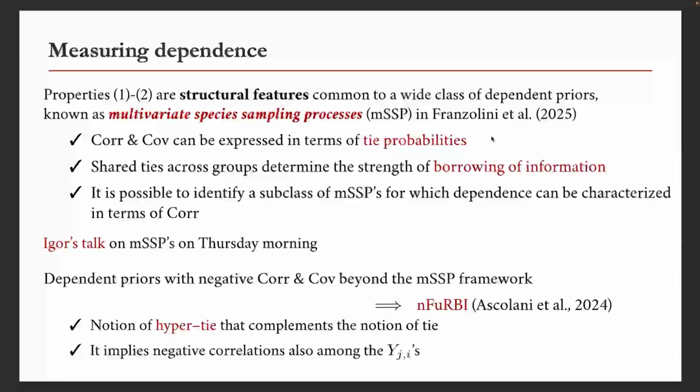So if you want, for instance, to achieve a kind of dependence that features negative correlation, you cannot rely on multivariate species sampling processes. You have to go beyond this class, and this is what is done in this paper by Ascolani et al. about Furby priors.